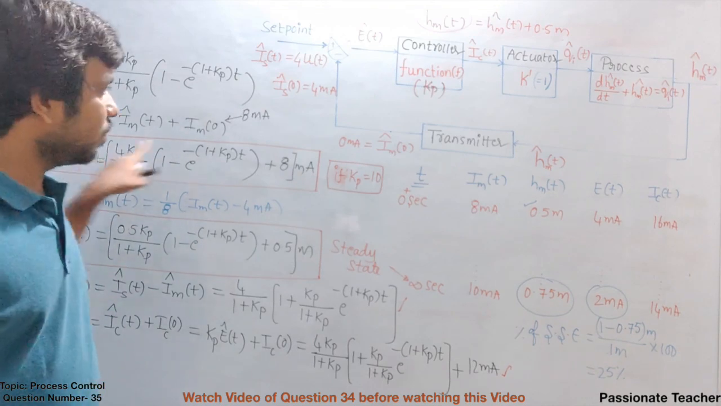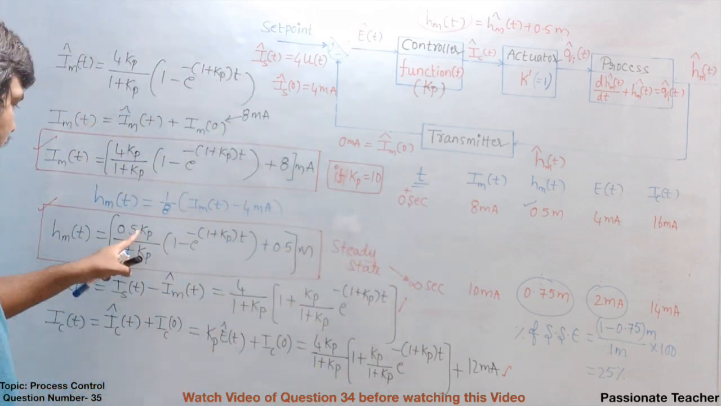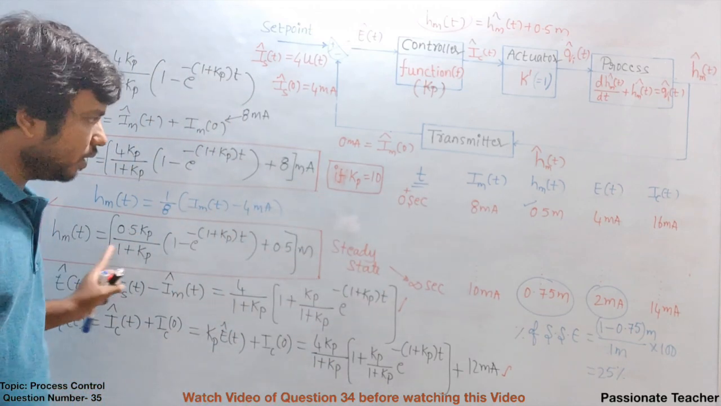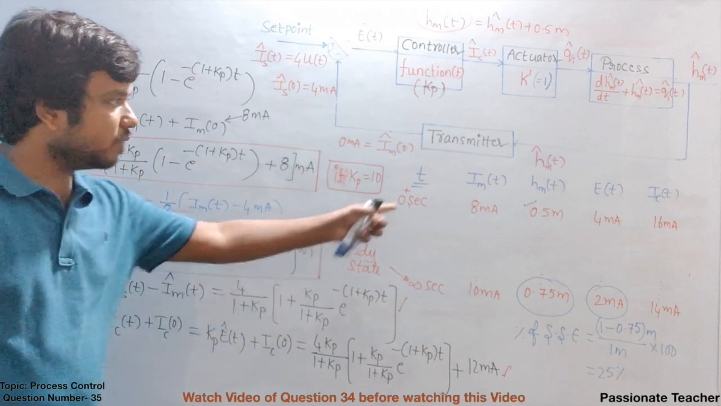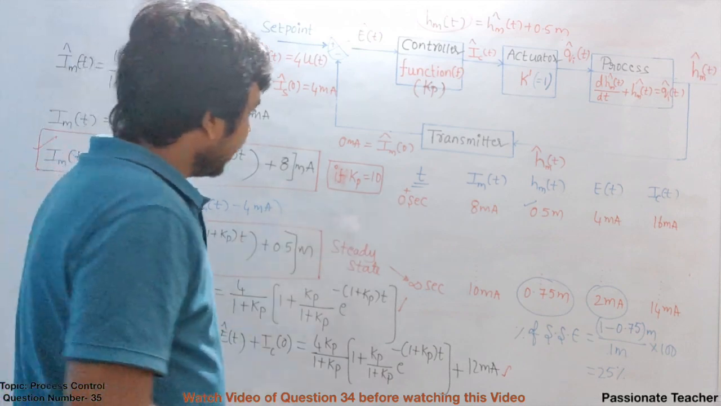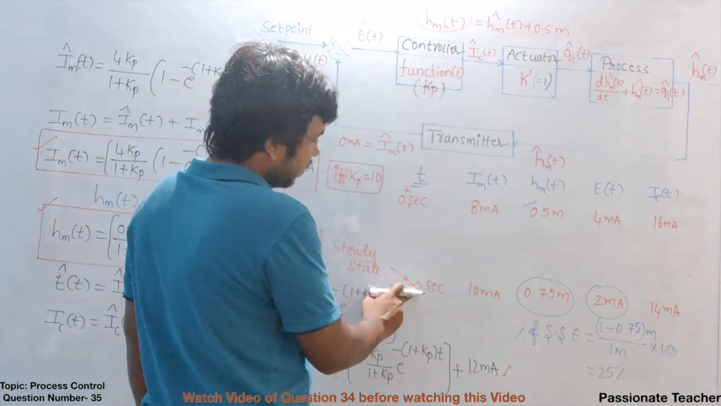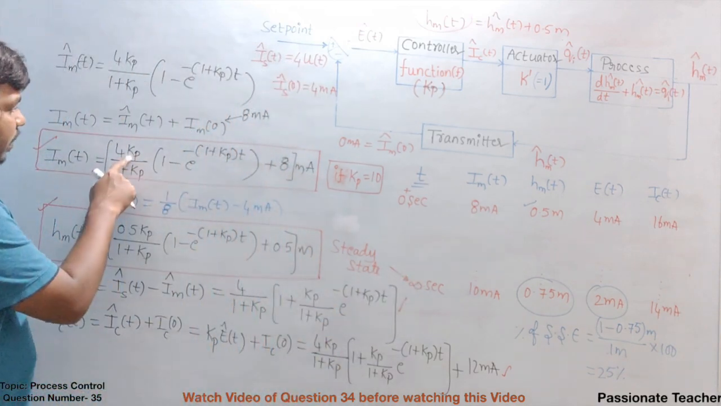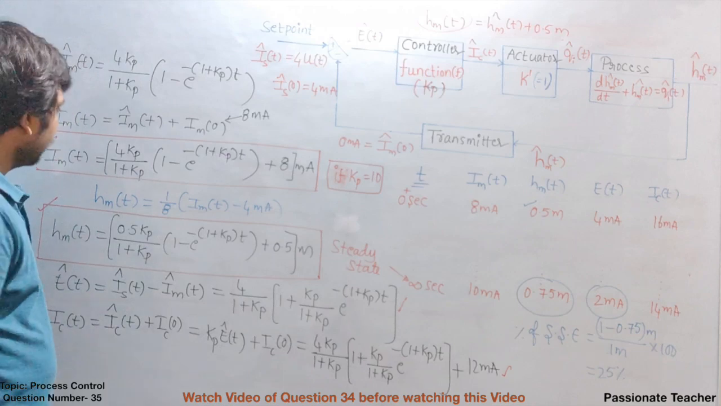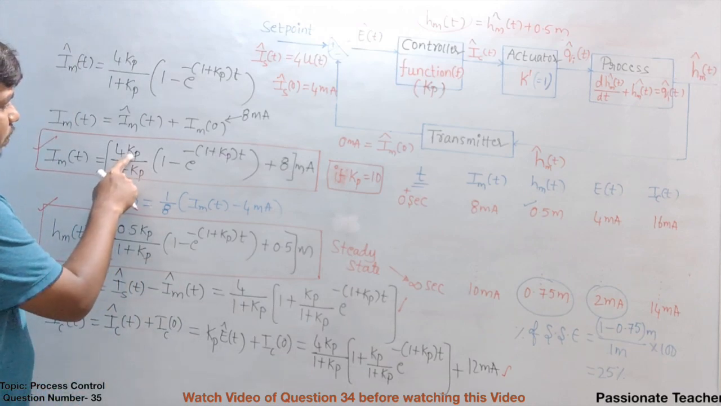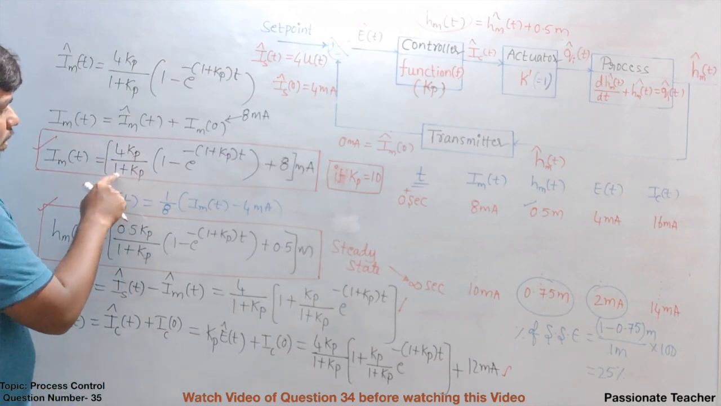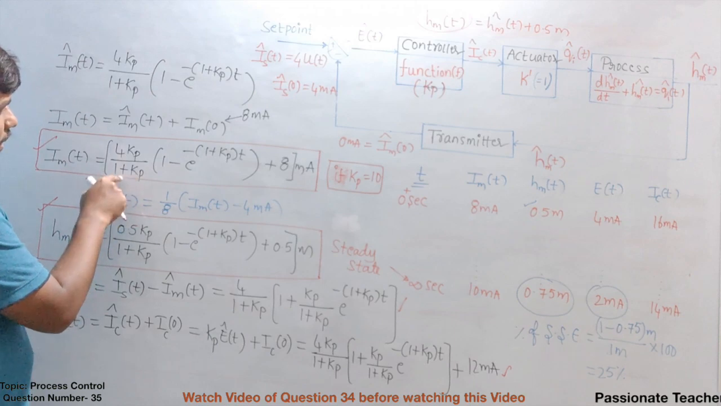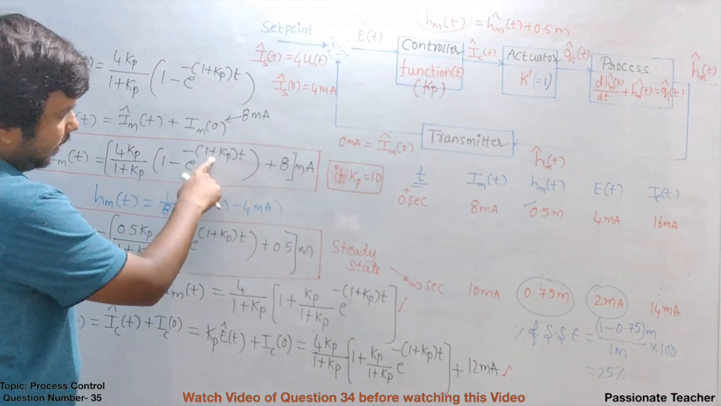Then we will be able to get what is the Im of t. If you substitute the Kp value here, you will be able to get Hm of t. All the relations are there, so it is very easy to understand these things. Now let me discuss the steady state. At steady state, if you keep t equal to infinity and Kp equal to 10, let's see what is going to happen. If you keep Kp equal to 10, it will become 40 by 1 plus 10, 40 by 11, and substitute 10 here.